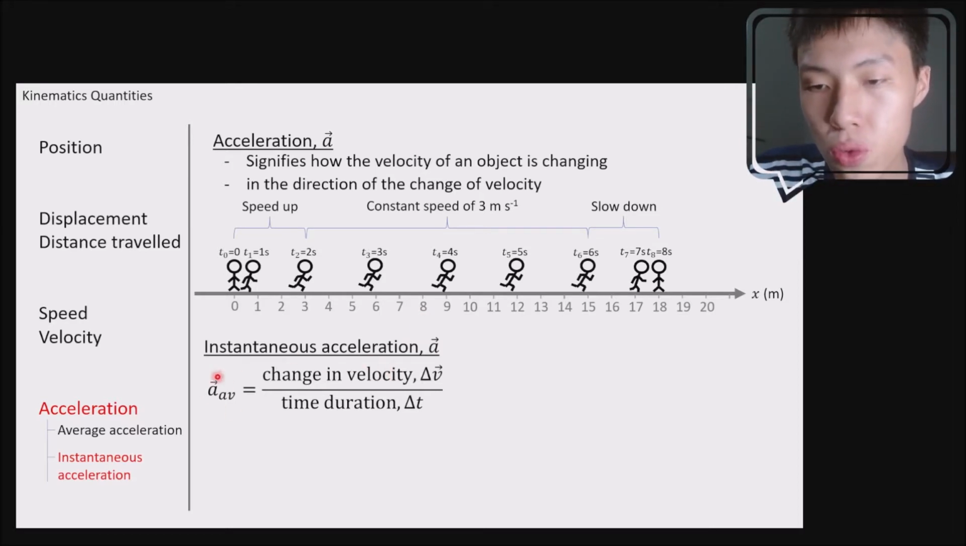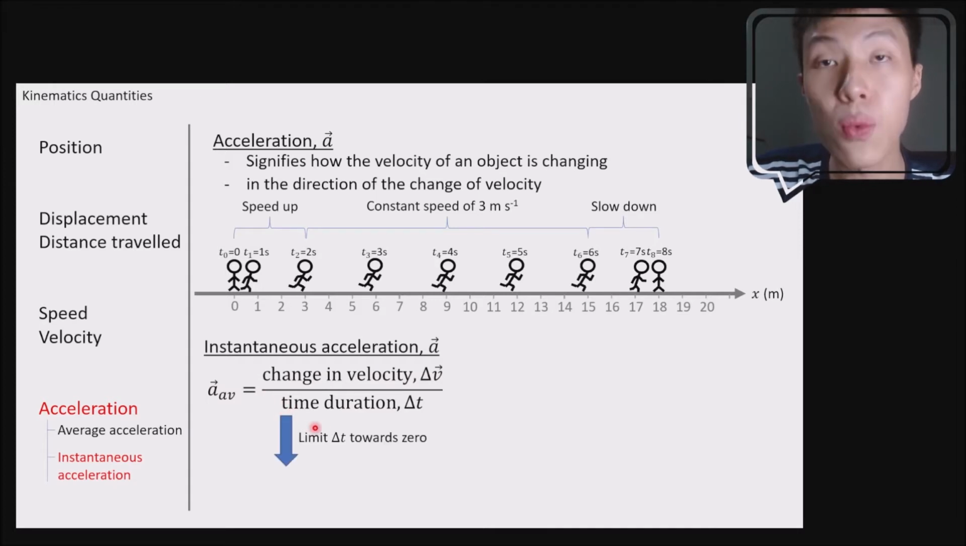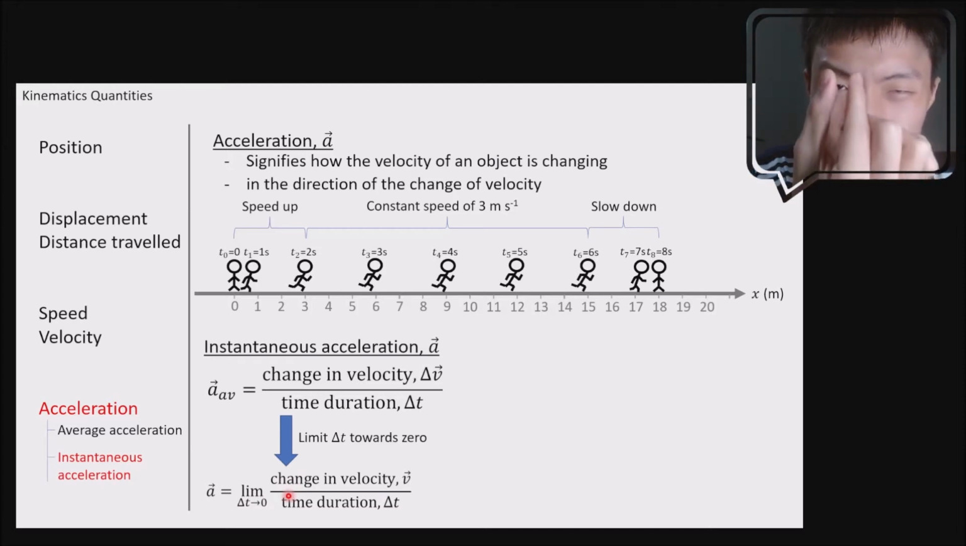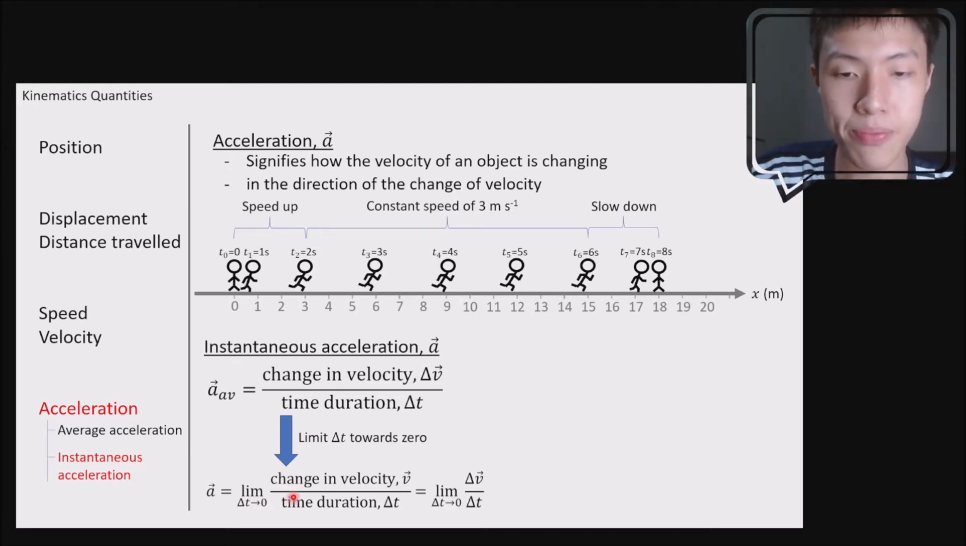So what we do, we take the equation for average acceleration, then we limit the delta t towards 0. How do we limit this mathematically? We introduce a limit notation. This limit notation will restrict delta t towards 0, and with that restriction, we are studying only the change in velocity that happens within a very, very, very short window of time.